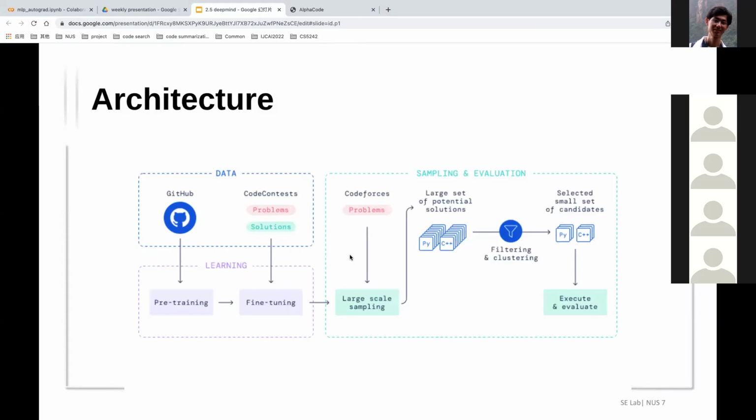The architecture is actually not quite complex. It's very simple. You first pre-train a very huge model, and then fine-tune on the CodeContests problem solutions. Then you use another platform called Codeforces. It generates problems, and then you generate solutions with large-scale sampling, and then you filter these solutions to get a small set of candidates.